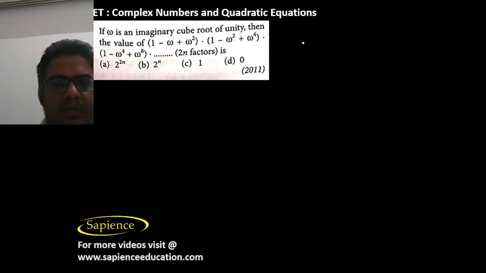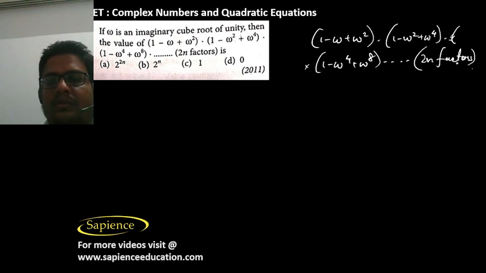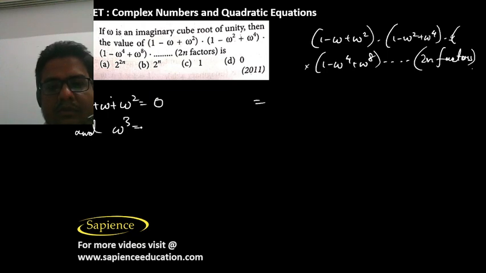So here it is told omega is an imaginary cube root of unity, then find the value of (1 minus omega plus omega square) into (1 minus omega square plus omega power 4) into (1 minus omega power 4 plus omega power 8) till 2n factors. So we know that 1 plus omega plus omega square is equal to 0, and omega cube is equal to 1. Therefore 1 plus omega square is equal to minus omega.